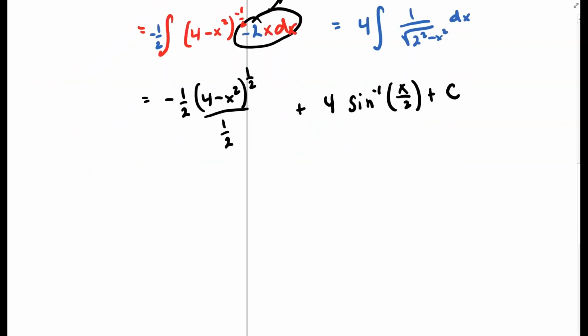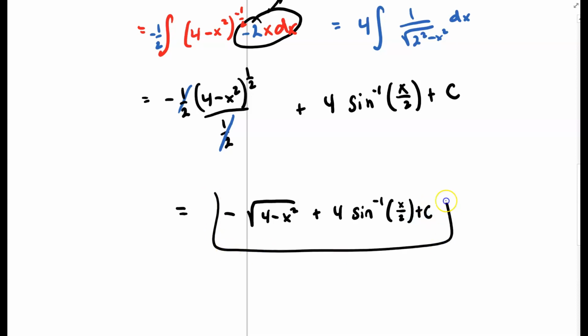So there you have it. In this form, I can cancel these two 1/2s. I'm dividing and multiplying by it, or you can multiply by the reciprocal, right? 2 times negative 1/2. So our final answer: negative square root of 4 minus x squared plus 4 sine inverse of x over 2 plus c. Okay.